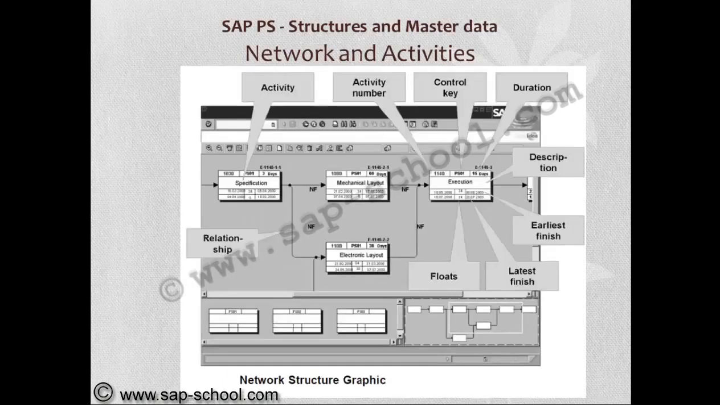So here you can see the relationships in the structure graphic. The activities are specification, mechanical layout, execution and electrical layout. For example, if we consider the relationship maintained from specification to electrical layout, you can see clearly the relationship of finish to start. So from the structure graphic, it is quite evident to find the relationship between the activities.